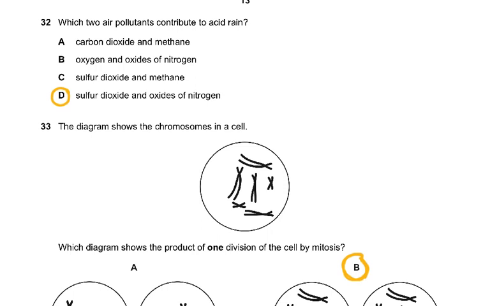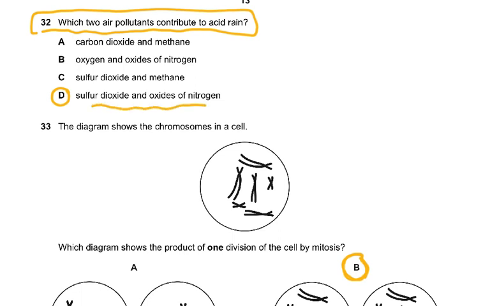Which two air pollutants contribute to acid rain? Sulfur dioxide and oxides of nitrogen. This is again a syllabus point. If you had gone through the syllabus, you would know this was the point in the syllabus. So these contribute to acid rain. Sulfuric acid and nitric acid are formed because of these two. So that is why it is going to result in acid rain.